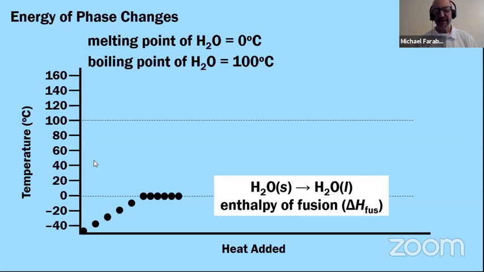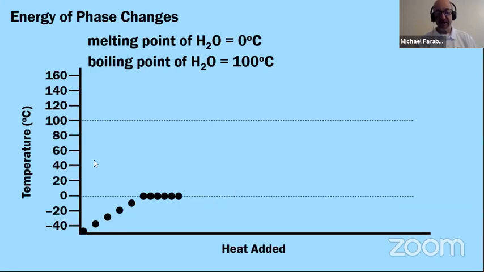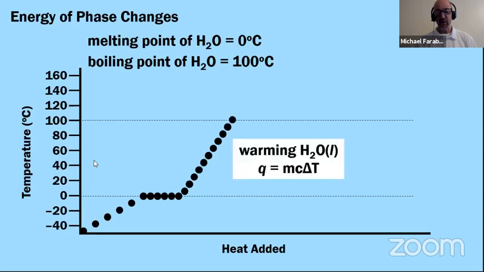Some of the intermolecular attractive forces between the solid crystal particles are broken, and now we have water in the liquid state, but we are still at 0 degrees Celsius. If we add more heat, now that we have converted the solid completely into a liquid, the temperature starts to rise again. So we're back to mc delta T, the change in temperature for a liquid. So we are warming a liquid. Incidentally, there is a different specific heat capacity for water, whether it is a solid or a liquid or a gas.